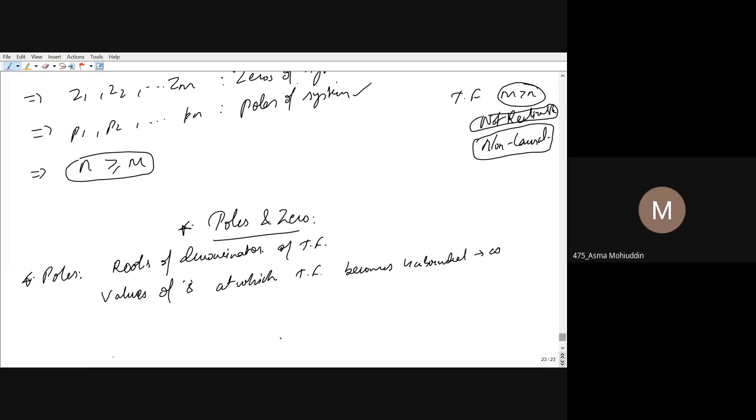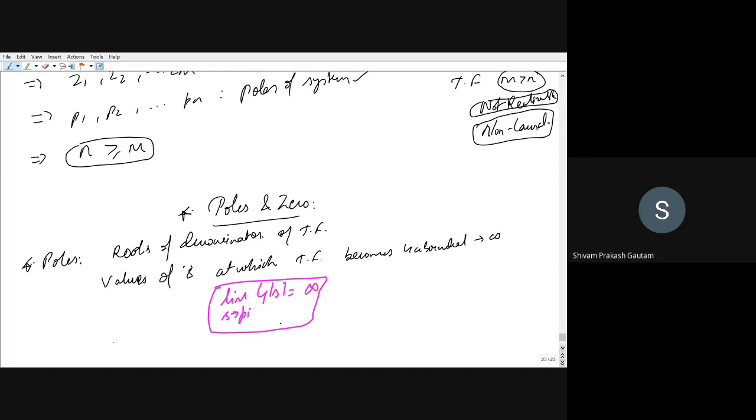Is it okay? So how can you find out poles? S tends to P of i. When s is tending to P of i, G of s becomes infinite. So this is the definition of poles. That is, at a pole, your transfer function is infinite.